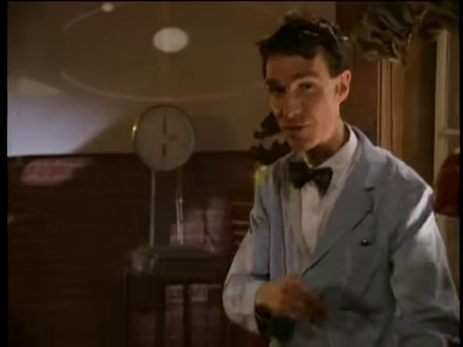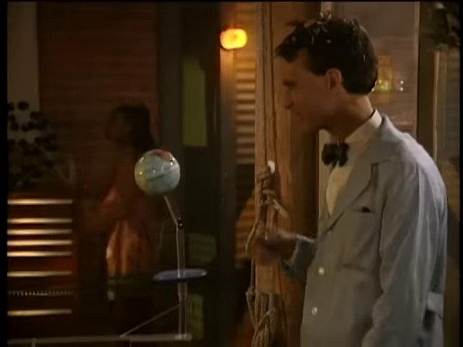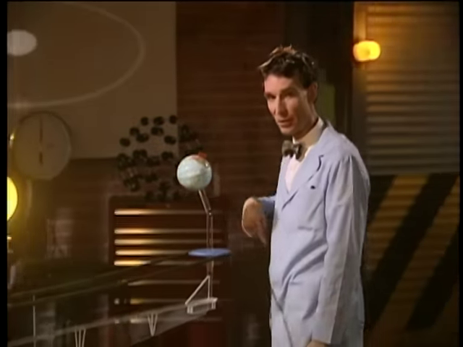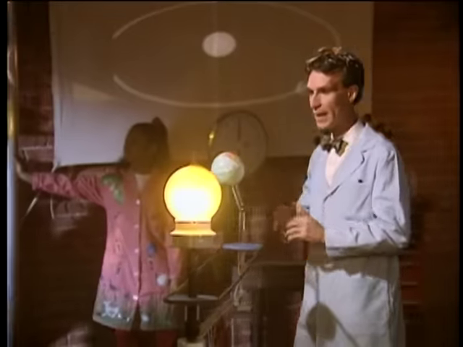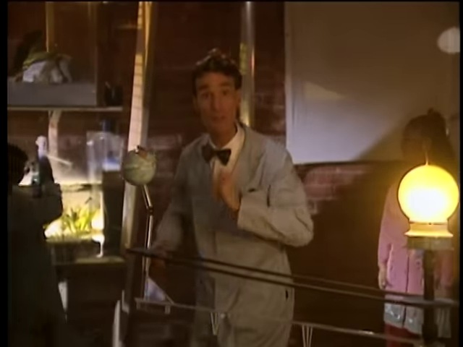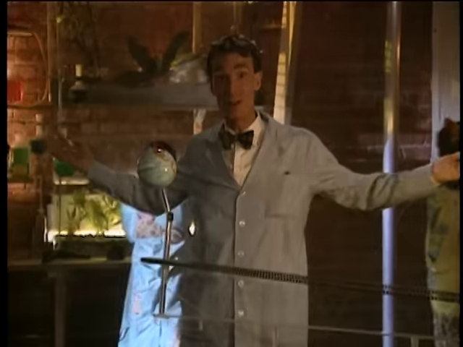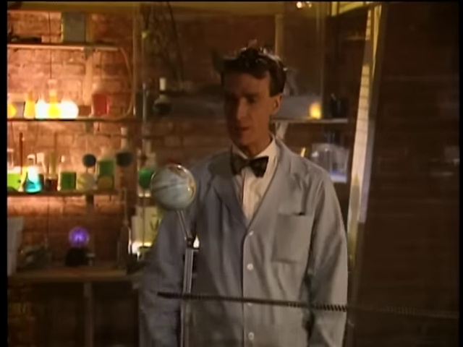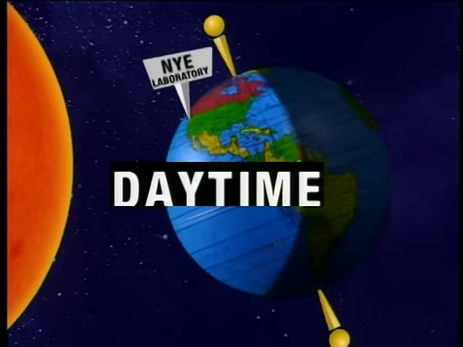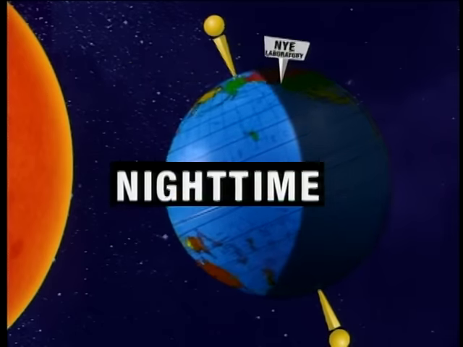Well, the reason we have seasons on Earth is because the Earth is tilted. Now, let's say that this is the Earth, and there's an imaginary line going through the middle of it called the Earth's axis. It's tilted, and it stays tilted as the Earth goes around the sun at 100,000 kilometers an hour. That's 1 billion kilometers every year. Now, not only is the Earth going around the sun, but the Earth is spinning. And when you're on the part of the Earth that's toward the sun, it's daytime. And when you're on the part of the Earth that's away from the sun, it's nighttime.